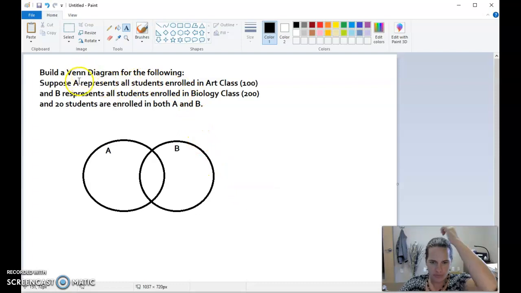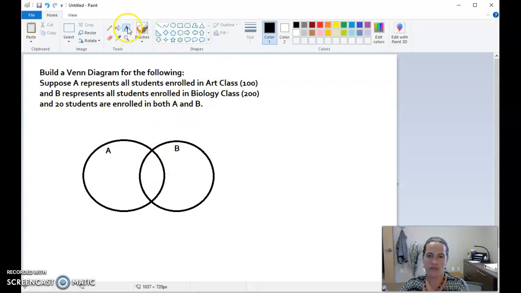So A is going to be all the students enrolled in art class. There's 100. Now there will be some in this area too, but there's 100 in A, and then there's 200 in B. But they did tell us that there's 20 that are going to be enrolled in both A and B. So that's this area right in here.